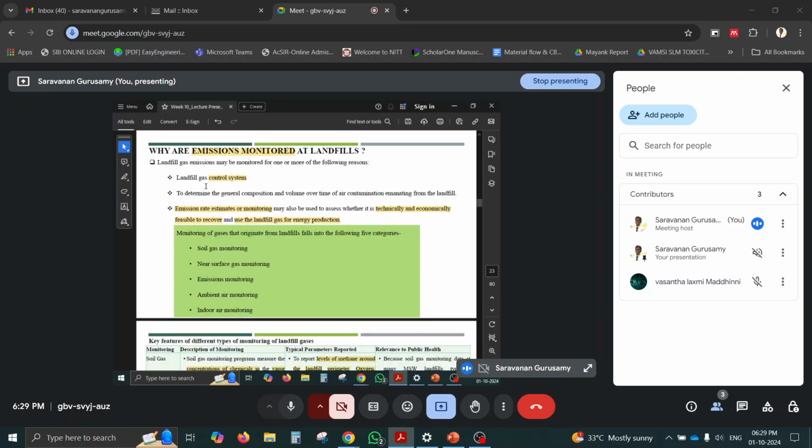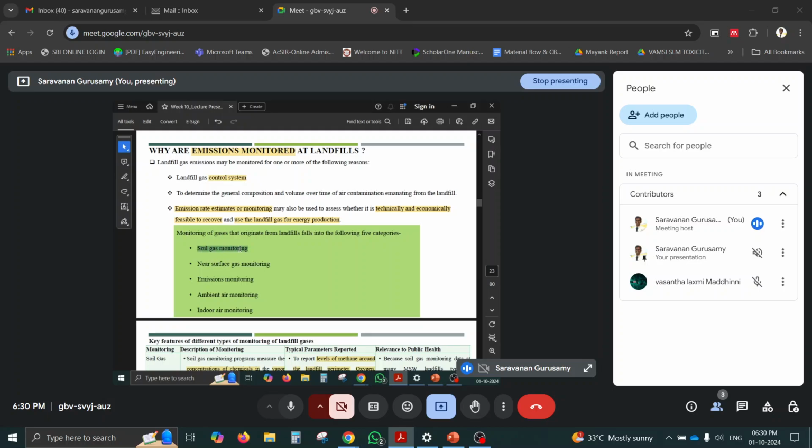Then emission monitoring. So we have to have a landfill gas control system. Emission rate estimates should be monitored based on the technical and economic feasibility to recover and use the landfill gas for energy production. The landfill gas generation rate is important. If you are not getting enough landfill gas, then the energy production system will fail. So we need a proper plan before planning for landfill gas to energy production. For this monitoring of gas, we have 5 categories.